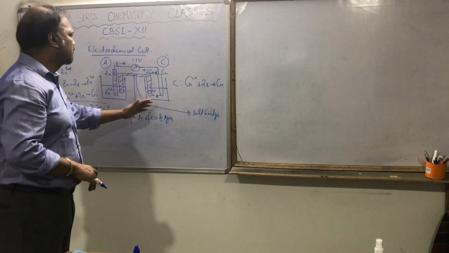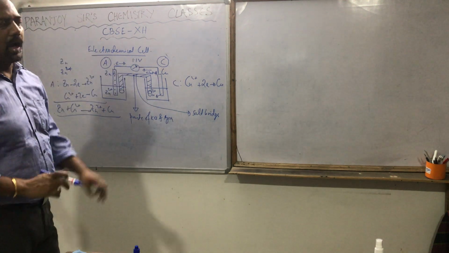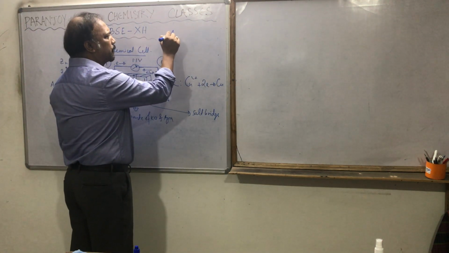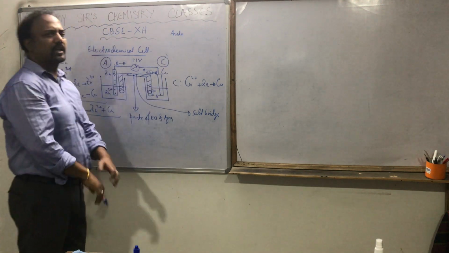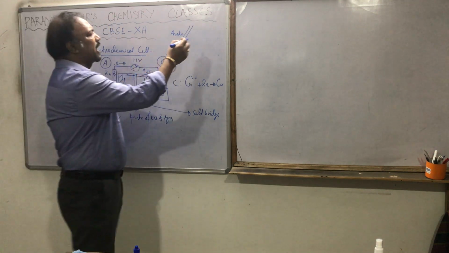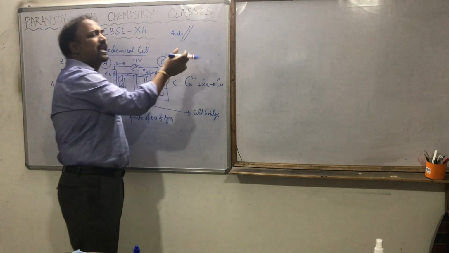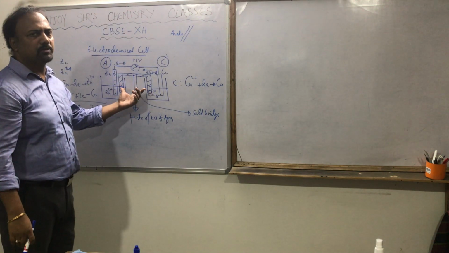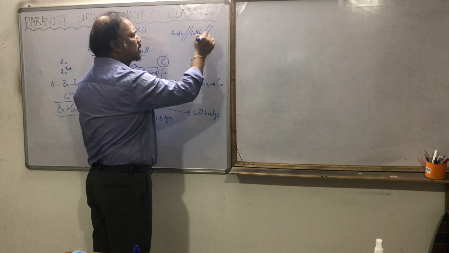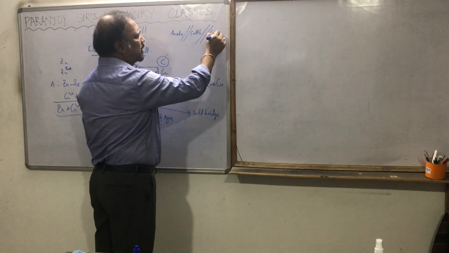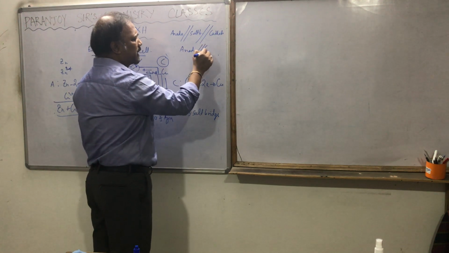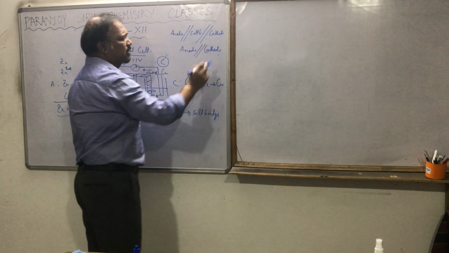Now, this whole scenario we are going to represent symbolically. How to represent a cell symbolically? First, we write down the reaction at the anode. Then we put a double slash, and we write down the reaction at the cathode. If a salt bridge is present between the anode and cathode, then we write the salt bridge, and then again a double slash and the reaction at the cathode. It is not necessary that in every case the salt bridge will be there. Why?